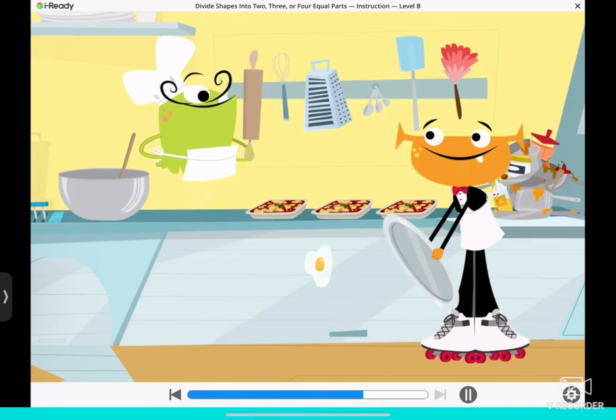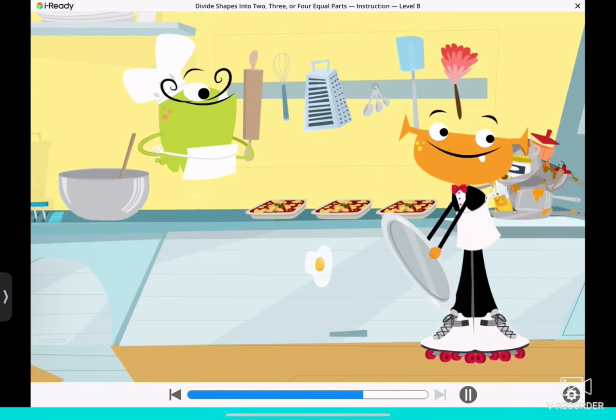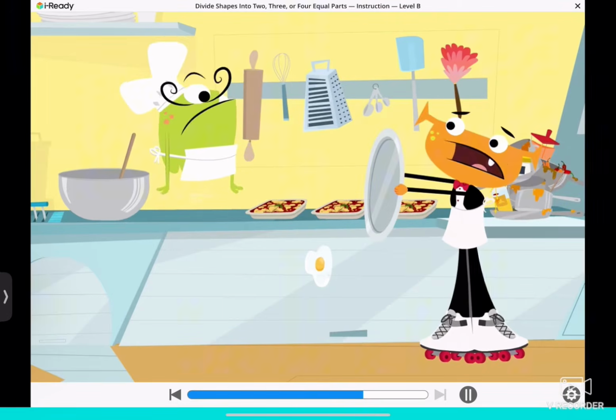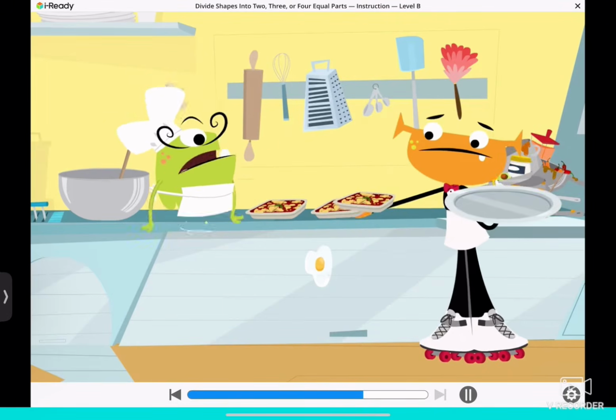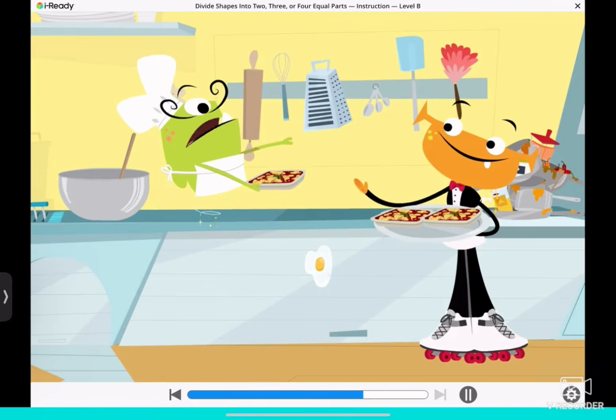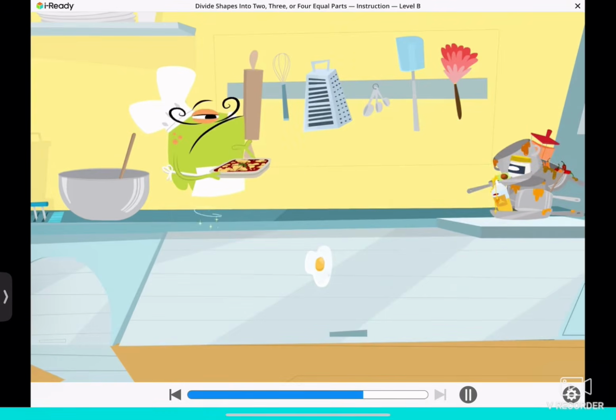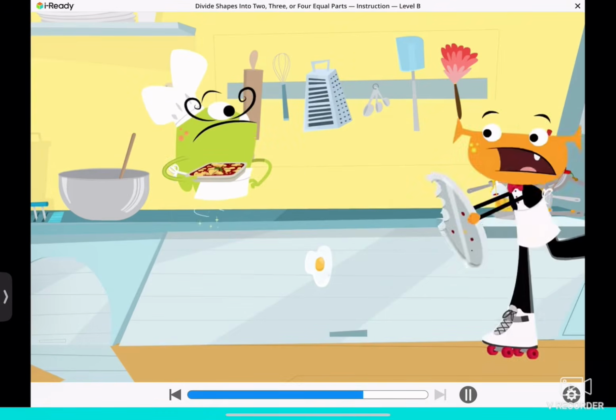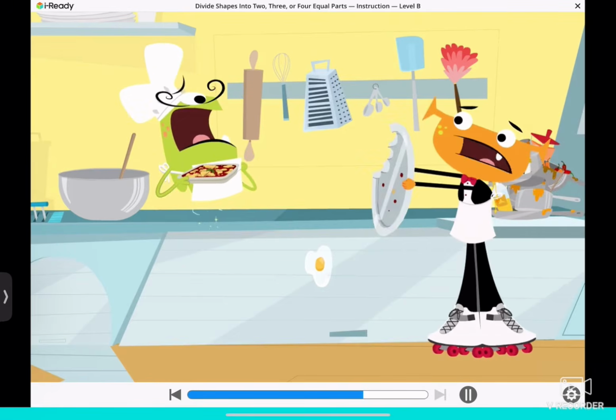Snark has a lot of guests showing up to his party, and they're all hungry. Uh-oh, I better cut this lasagna into smaller parts so we can feed more people. And you should start making some more food.